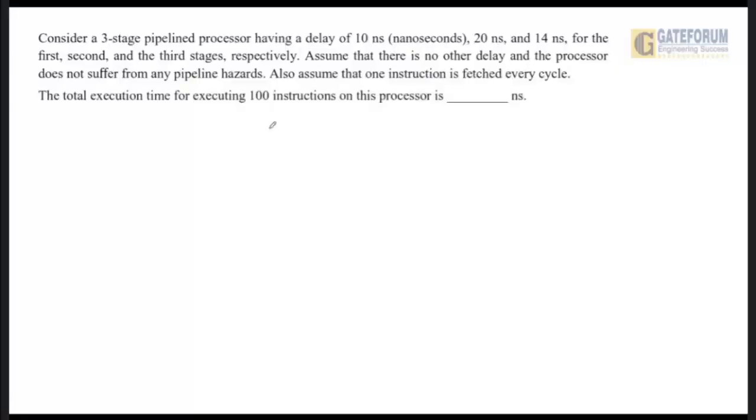This is the question that came in GATE 2023 from Computer Organization and Architecture, from the pipeline part. Let us first read the question properly. What has been mentioned is: consider a three-stage pipelined processor.